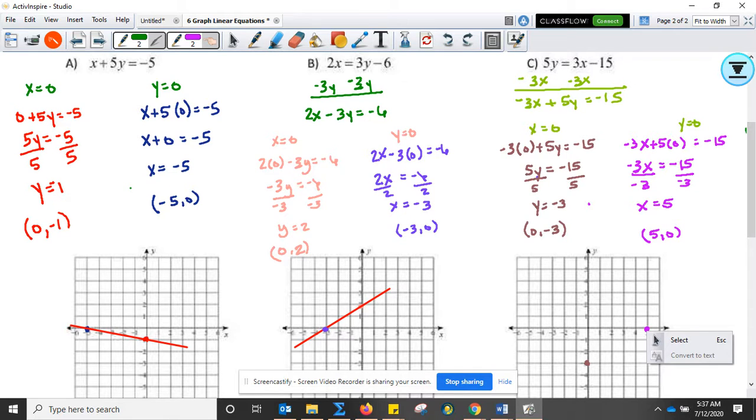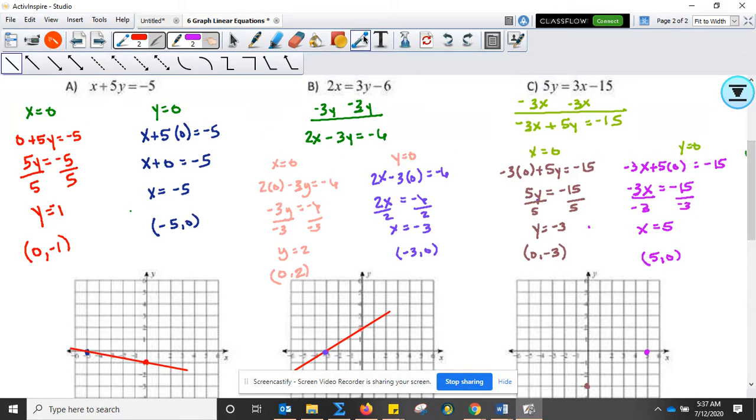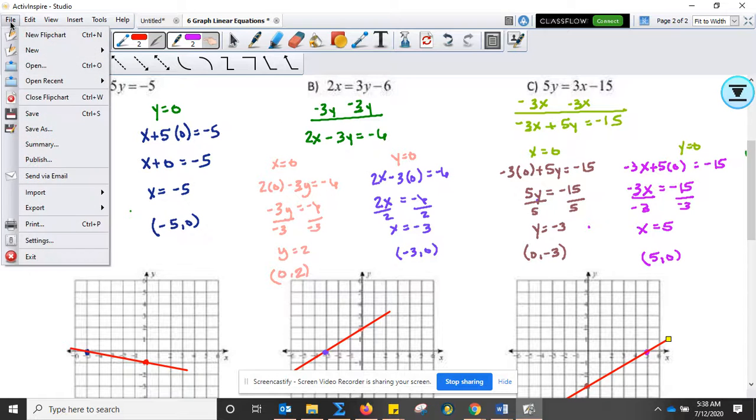And I'm going to use my little tools up here. You guys can use a ruler if you'd like, or the edge of a piece of paper. It just makes life a lot easier. Okay, so there's the equation of that line.